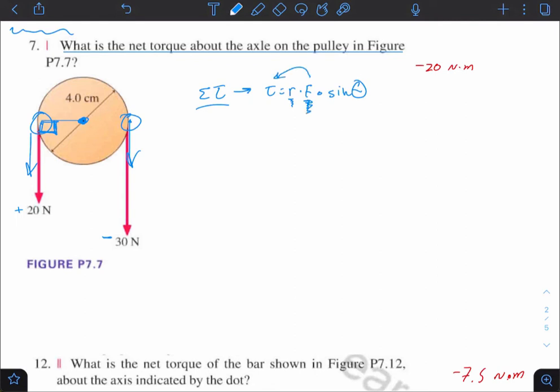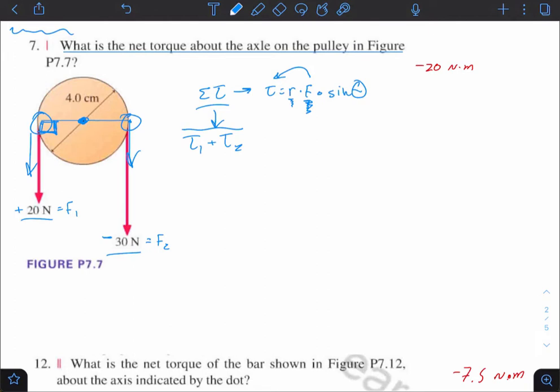So you can do the torque of this guy plus the torque of this guy. I'm going to do it in one line. I'm going to call this F1 and this F2. So torque 1 plus torque 2 equals my net torque. And I am going to put my positives and negatives in every time I put in net torque.